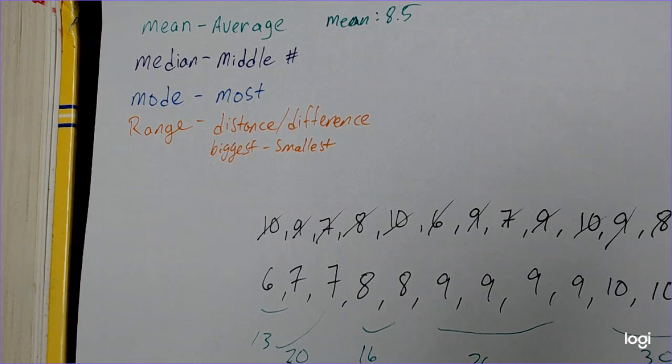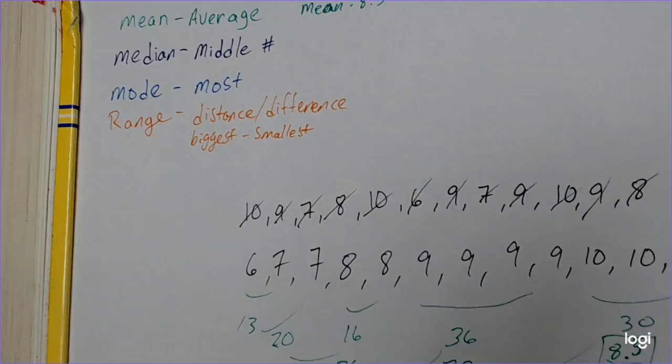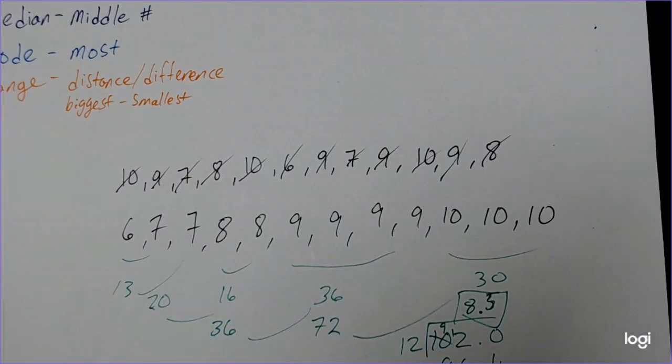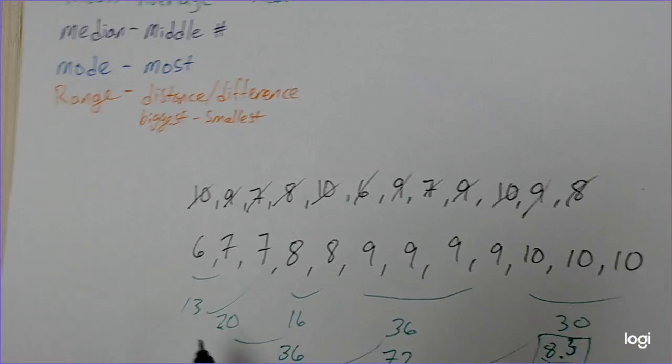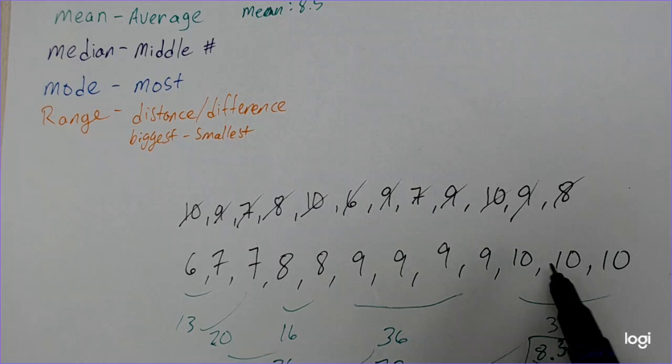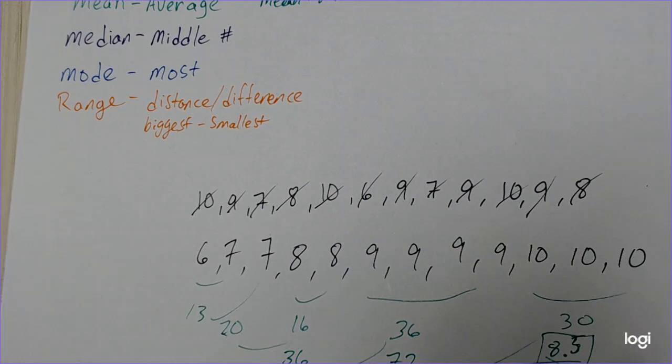Great. Now let's figure out the median. Remember, I said median is the middle number, and we cannot figure this out until we organize our numbers from smallest to largest. Okay? So to find the middle number, I count how many numbers there are. Let's see here. There's 1, 2, 3, 4, 5, 6, 7, 8, 9, 10, 11, 12. Oh, what's the middle of 12? Well, half of 12.